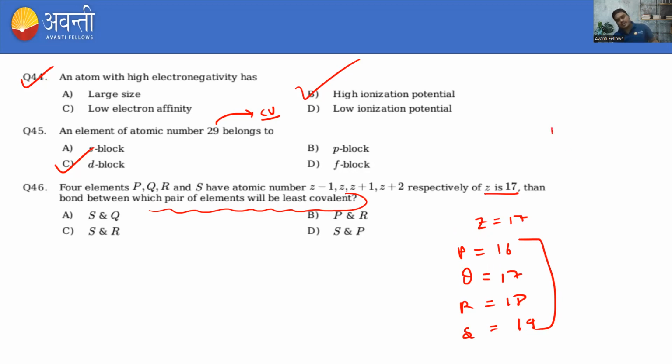If you consider the example of an ionic compound, that is NaCl. For the ionic bond, the sizes of the cation and anion should be comparable, right? Because if the cation size is smaller and the anion size is bigger, then a covalent bond will be formed. So here we can observe in which case this possibility is there. That is the least covalent, meaning ionic bond. So basically S and Q, because S has 19 and Q has 17. So S and Q are the least covalent.